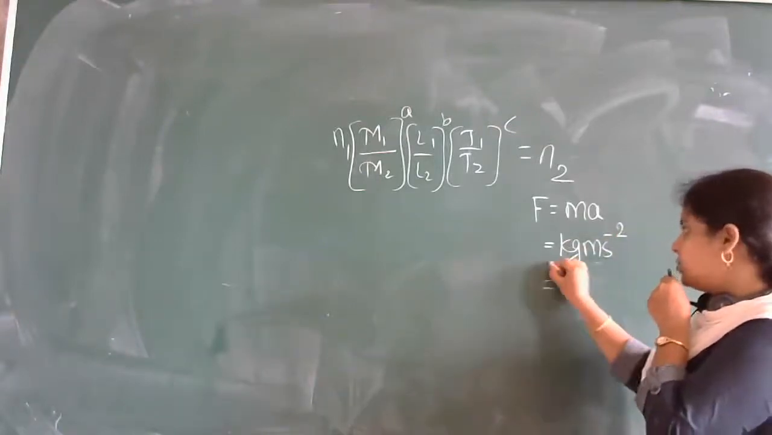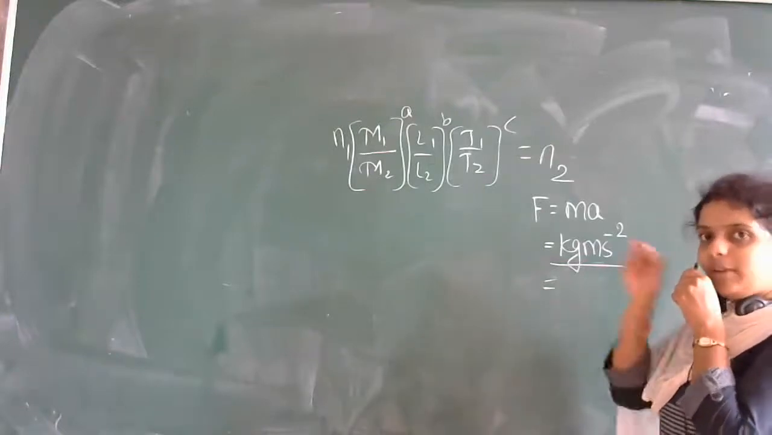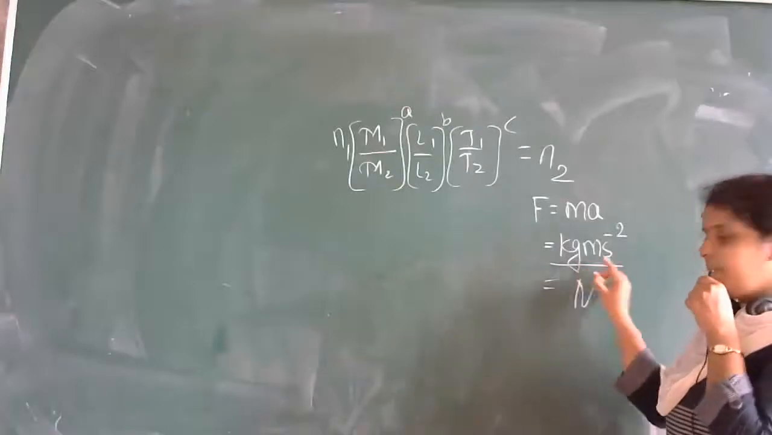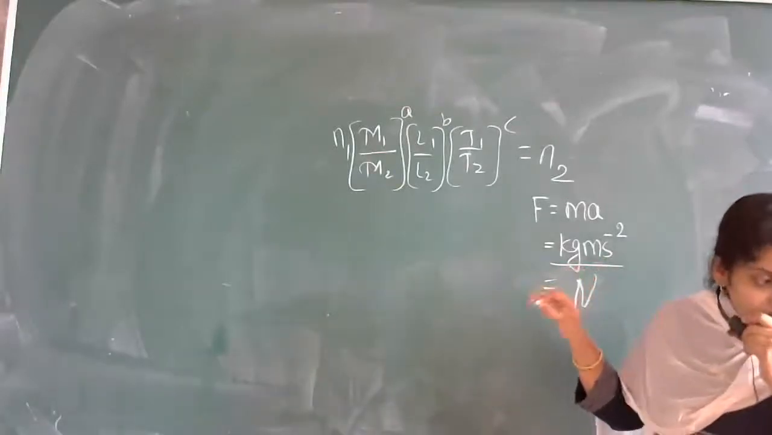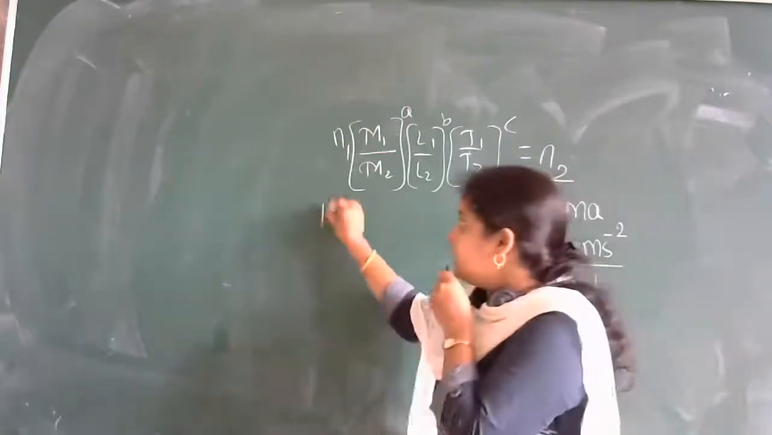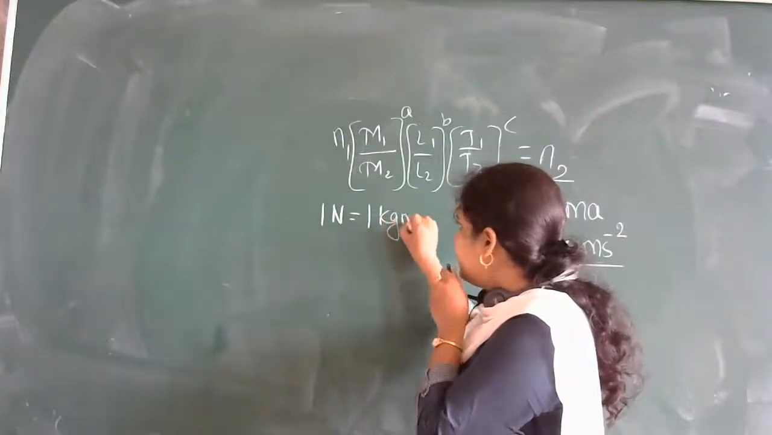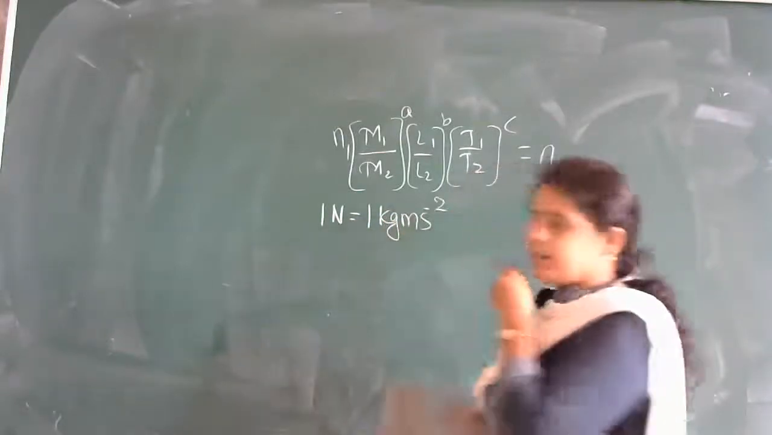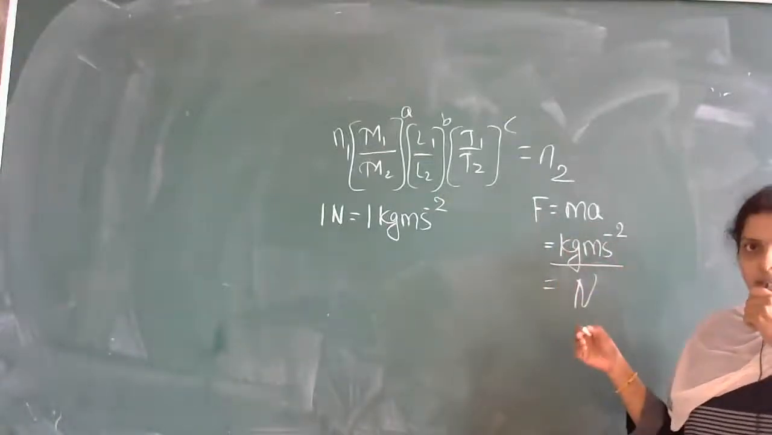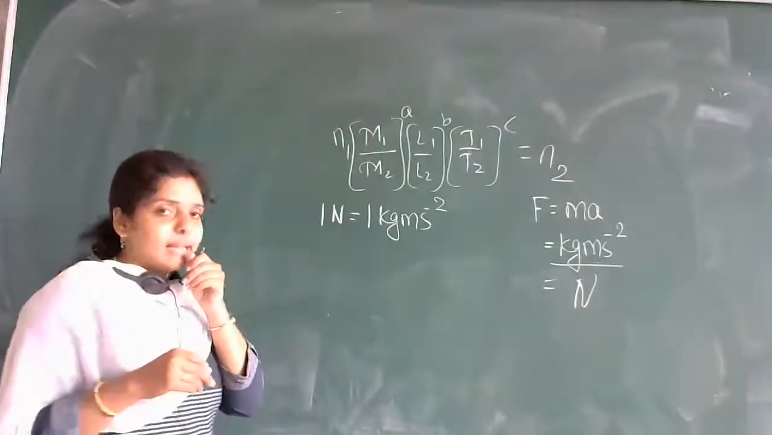This kg meter per second square, I call, or you call, or everyone calls it what? Newton, right? So we know that 1 Newton is also equal to 1 kg meter per second square, right? So here only it is written. So your 1 Newton can also be written as 1 kg meter per second square.